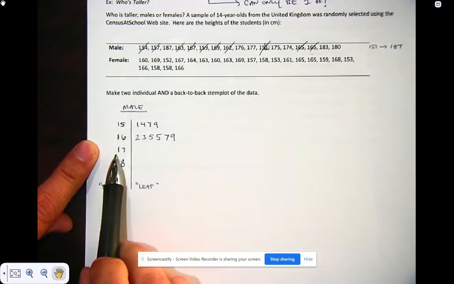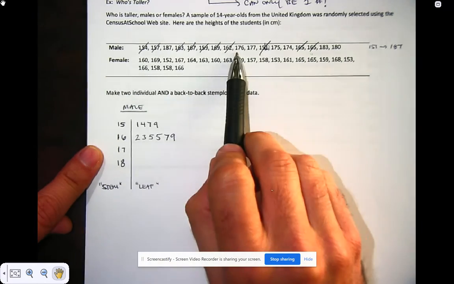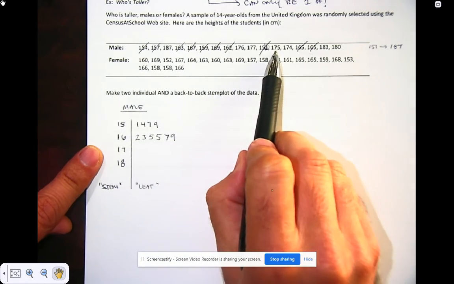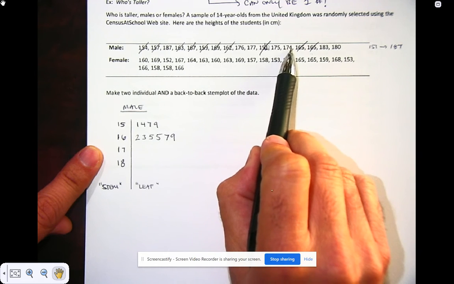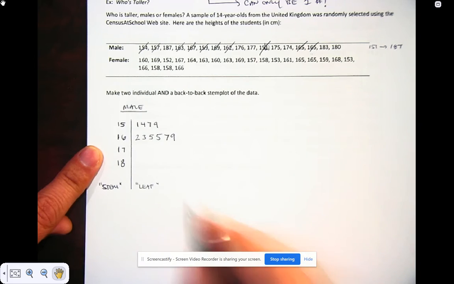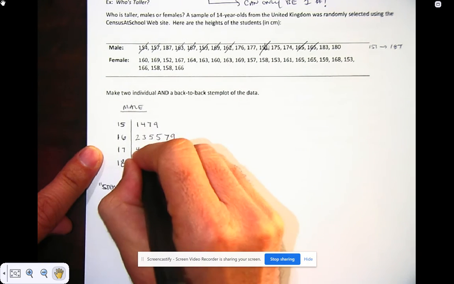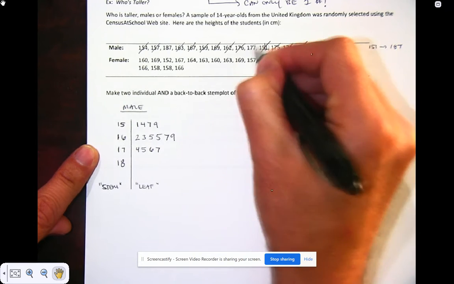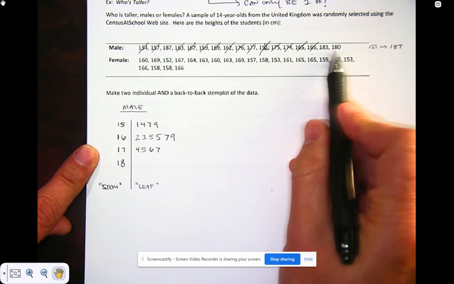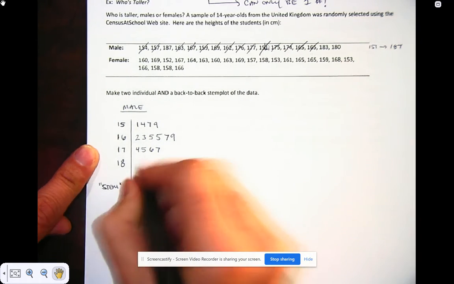Okay, and then I go to my new stem of 17. 17, 17, 1, 2, 3, 4 of them, right? And the smallest would be, looks like we're going to go 4, 5, 6, and 7. And so I would write 4, 5, 6, and 7. And then on the 18 stem, I only have 2 digits, a 0 and a 3.